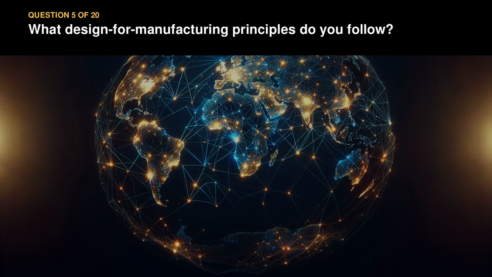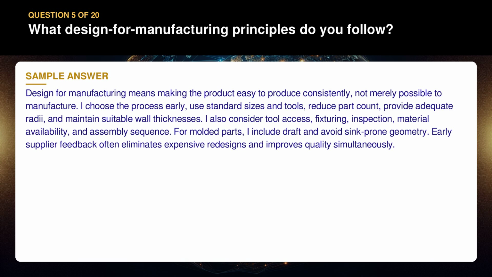Question 5. What design for manufacturing principles do you follow? Design for manufacturing means making the product easy to produce consistently, not merely possible to manufacture. I choose the process early, use standard sizes and tools, reduce part count, provide adequate radii, and maintain suitable wall thicknesses. I also consider tool access, fixturing, inspection, material availability, and assembly sequence.